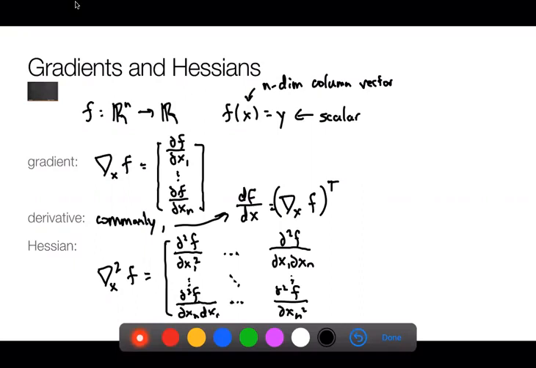xn squared. Okay, one thing that you want to note here is that this matrix is square, and it's also symmetric. And for convex functions, this thing is what's known as positive semi-definite, which we talked about last time. It's actually one of the ways to check whether or not something is a convex function, by checking its Hessian.